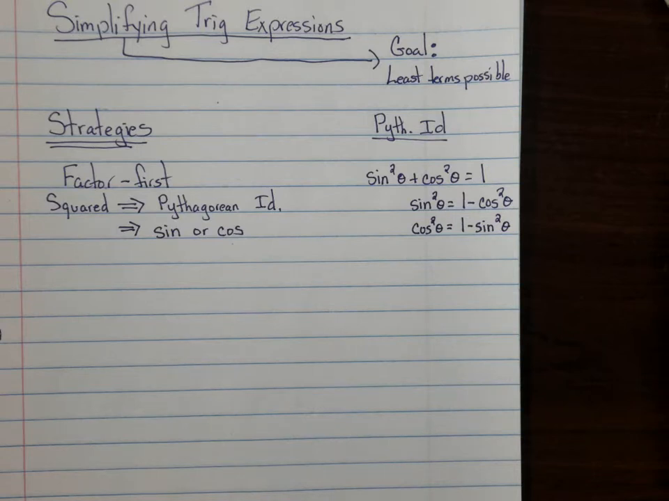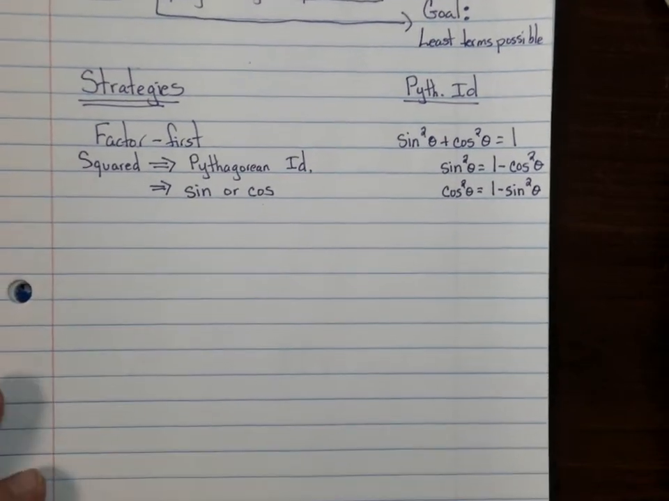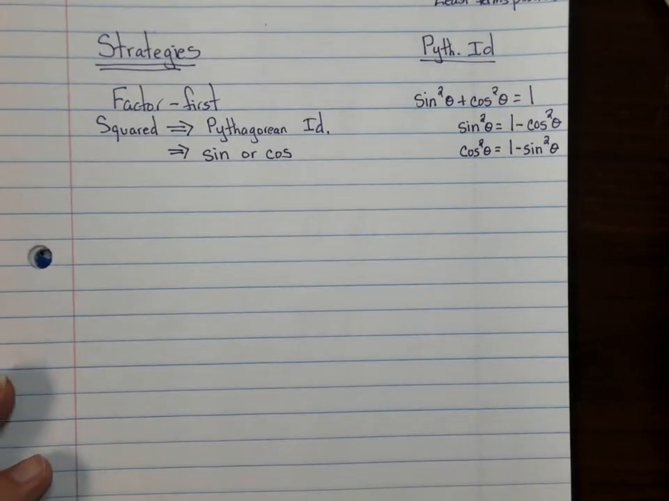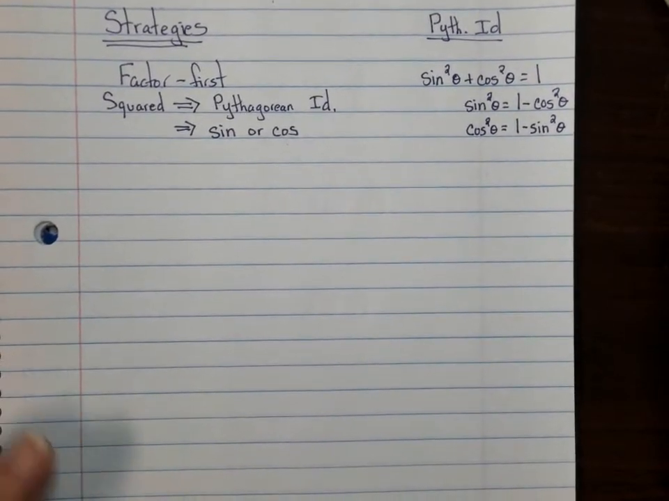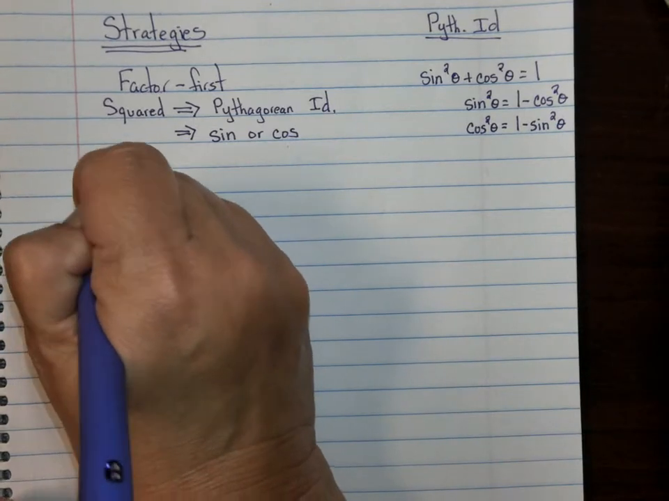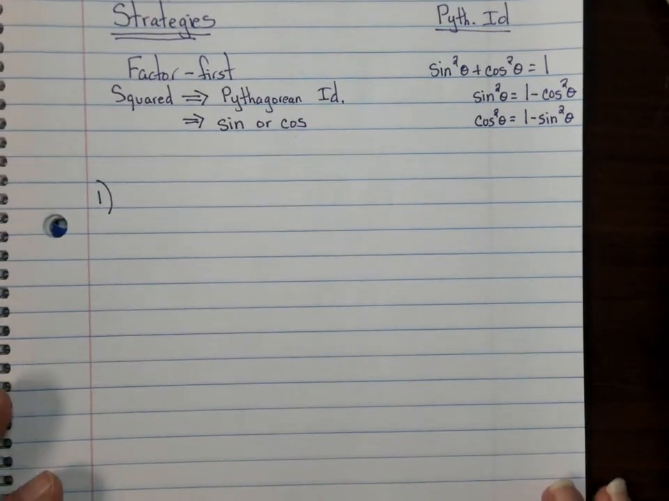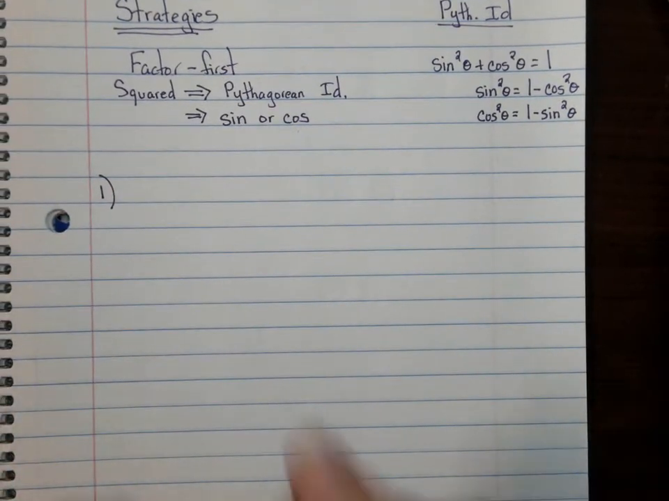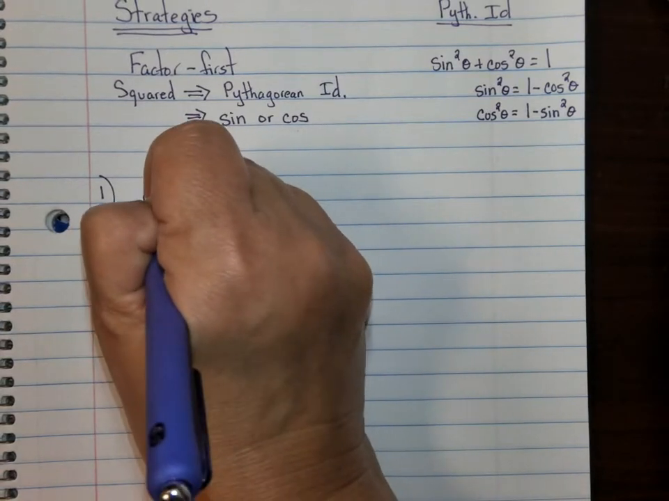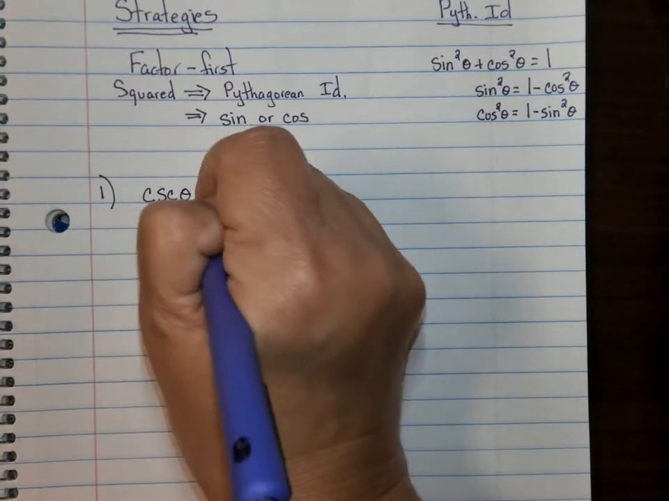All right, so now we're going to solve some problems together. Now, as we simplify these trig expressions, there is more than one way to get to the answer. So the way that I do it is not the only way. You may think of another way and know that that is just fine.